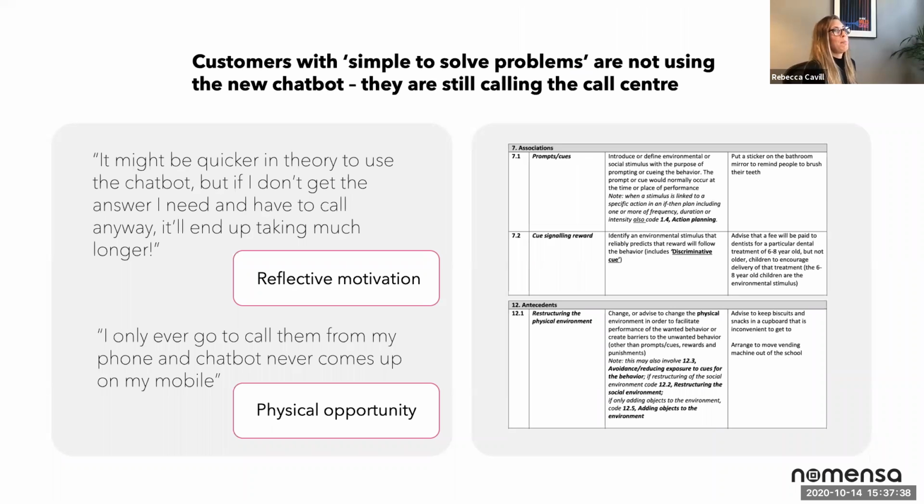Okay, so customers with simple to solve problems are not using the new chatbot, they're still calling the call center. So this is just those behavior change techniques at a granular level, pulled out, ready to carry forward to the next stage.